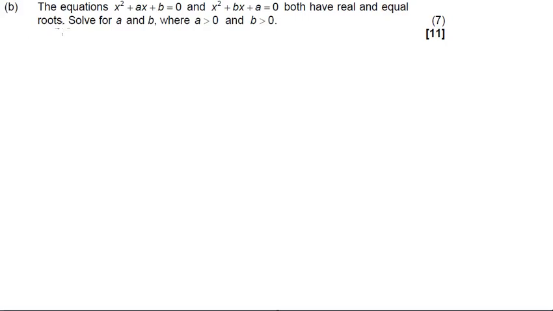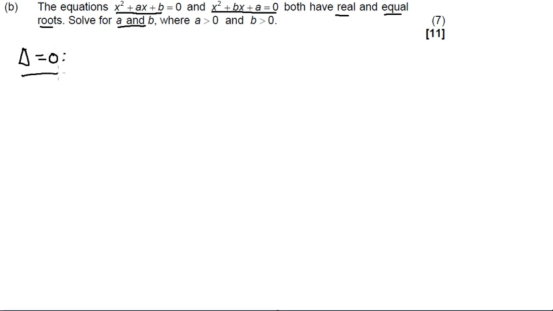Question 7b says the equations x squared plus ax plus b equals 0 and x squared plus bx plus a equal to 0 both have real and equal roots, and we want to solve for a and b. Because they have equal roots, you can set your discriminant delta to be equal to 0 for both of them.